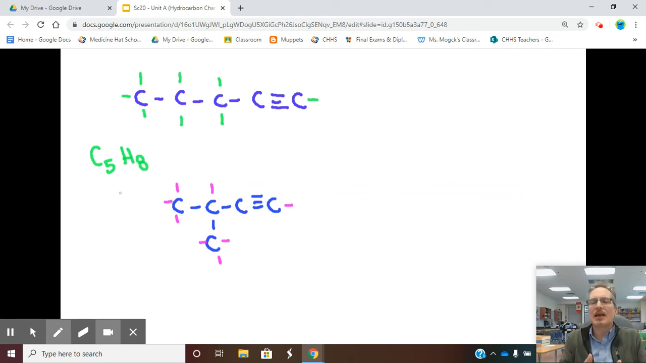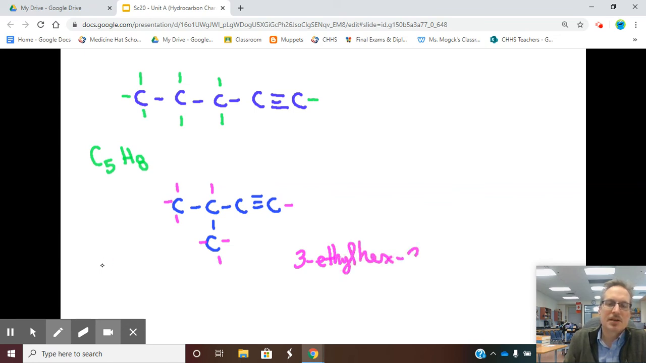So for every time we get rid of a bond and we put in a double bond, we get rid of 2 hydrogens. We put in a multiple bond. When we go from an alkane to an alkene, we lose 2 hydrogens. When we go from an alkene to an alkyne, we lose another 2 hydrogens. Again, I'm going to just pick a random name of an alkyne. 3-ethyl-hex-2-yne. Again, we see the ending -yne.